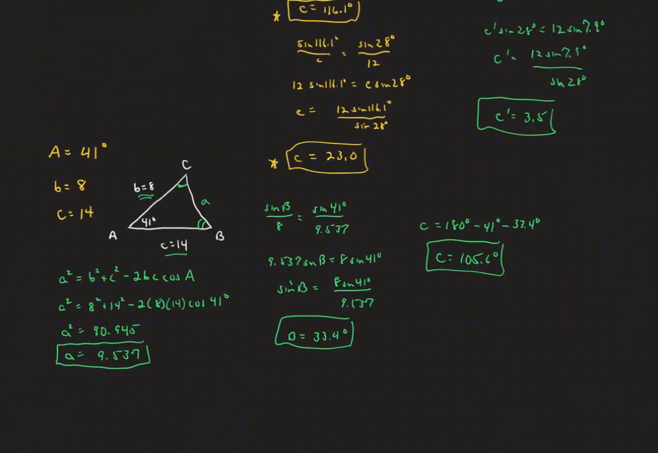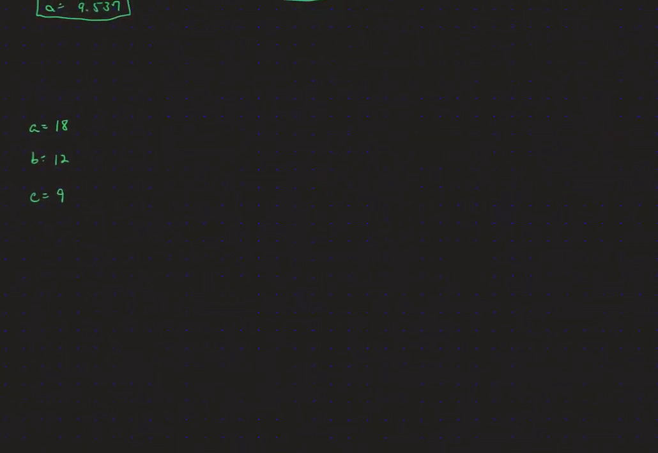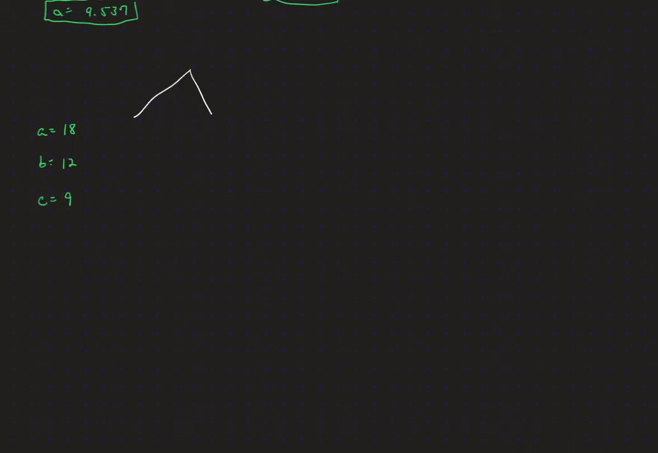Okay, I'm going to scroll up here. Here's another triangle now. This one, it looks like we know side, side, side. So I'm going to label this, and I'm not really worried about if I'm doing this to the right scale. Opposite A is going to be 18, and B is going to be 12, and C is going to be 9.